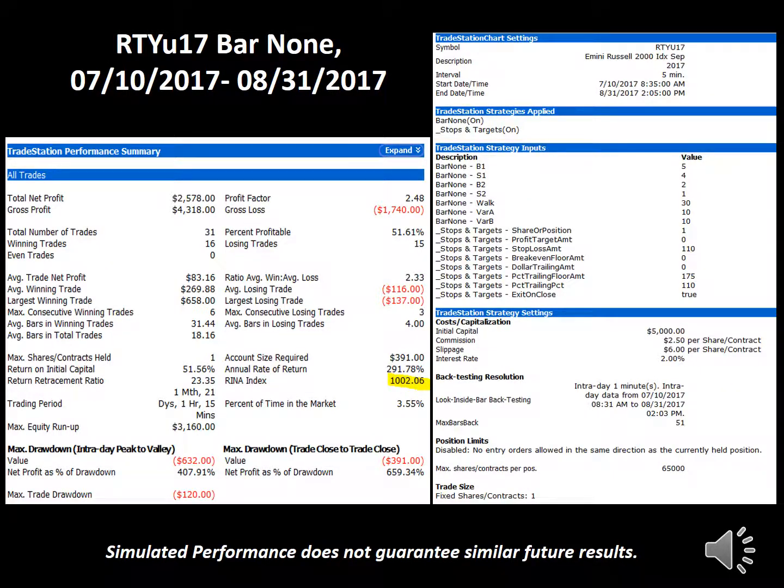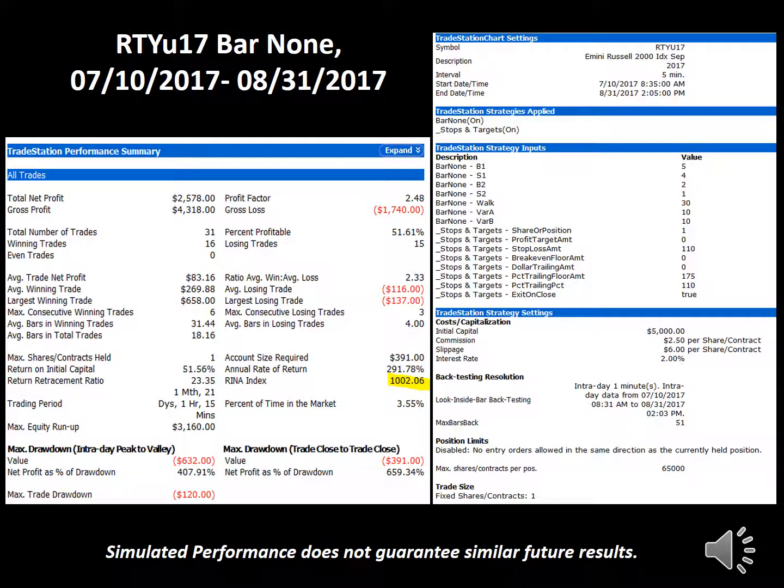The next optimization is bar none. I'll change that date because it's not correct. It's the same as the other, July the 10th, and you can see on the slide, if you look at the time it's taken right there, it says July the 10th. It makes $2,578. There's 31 trades.